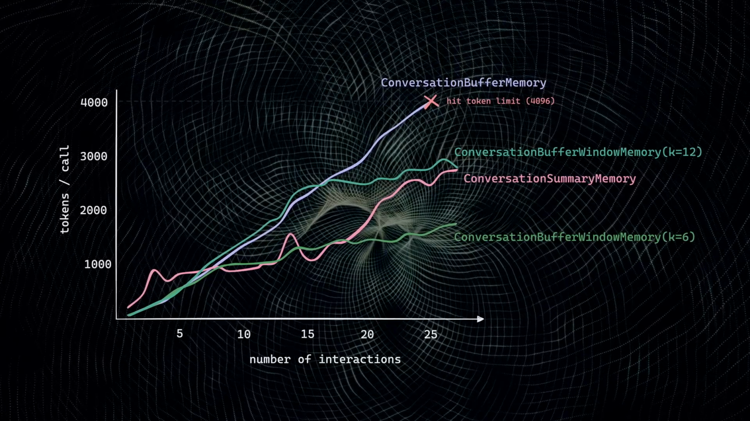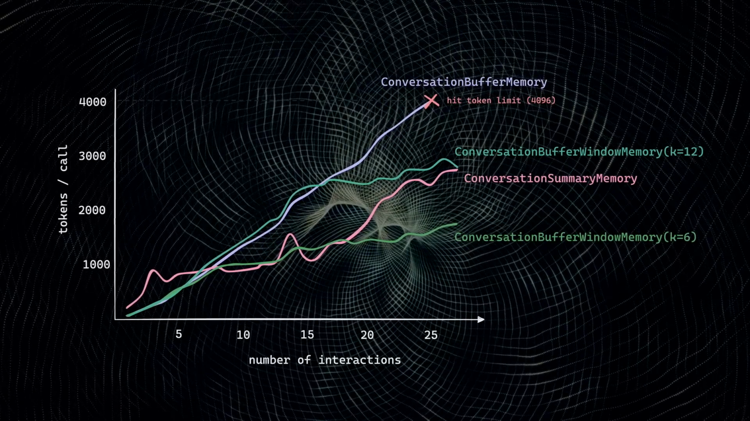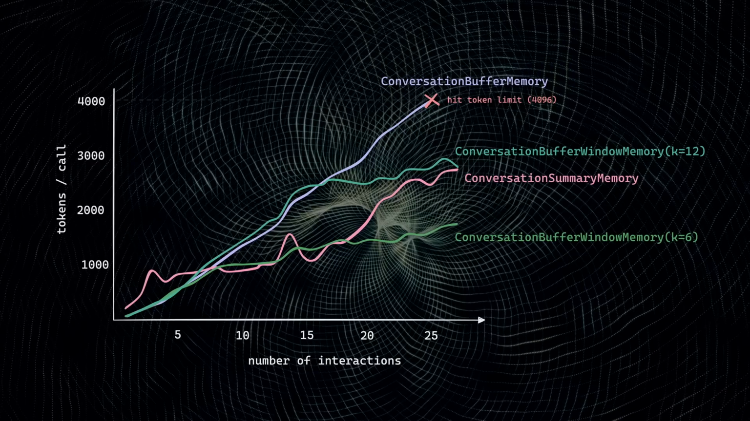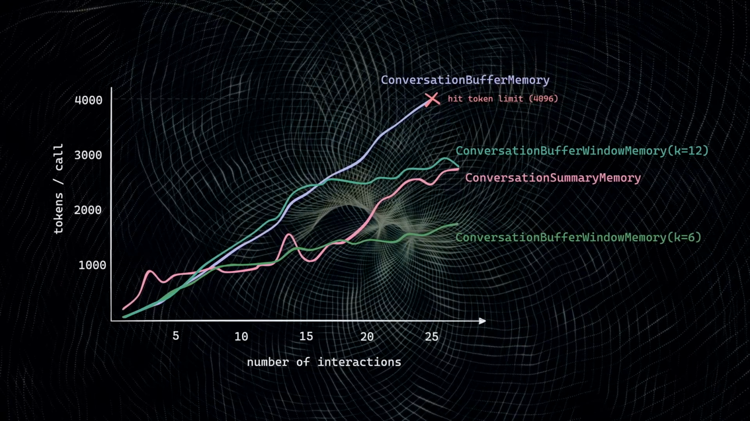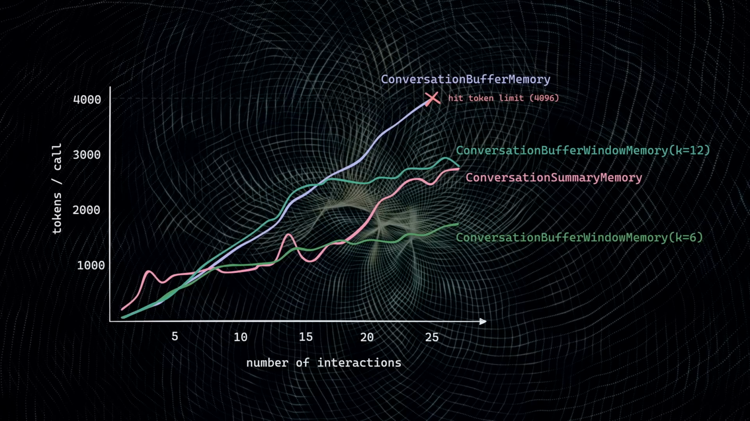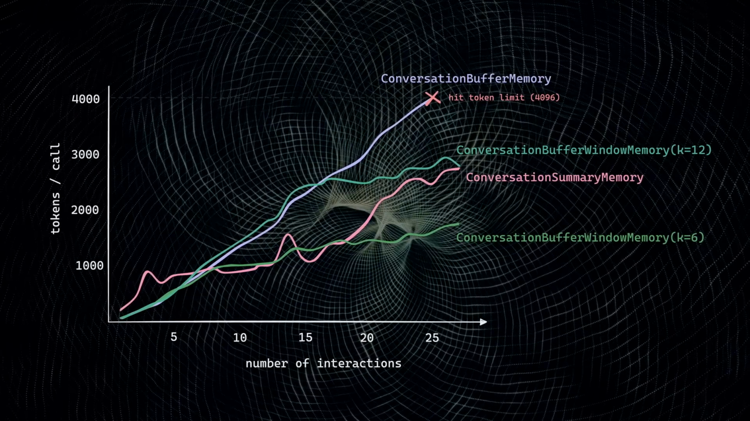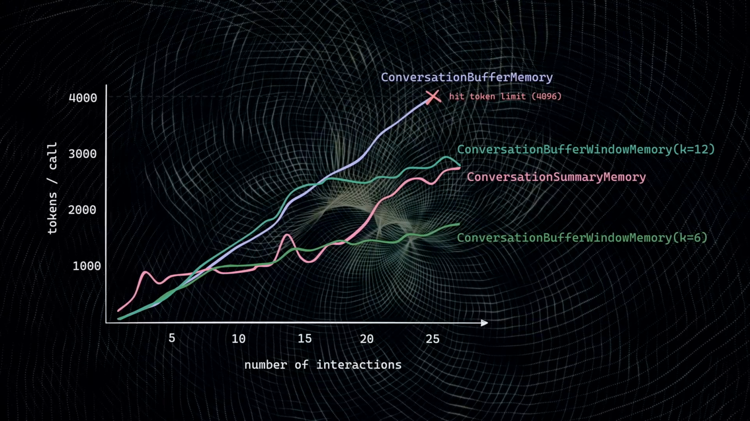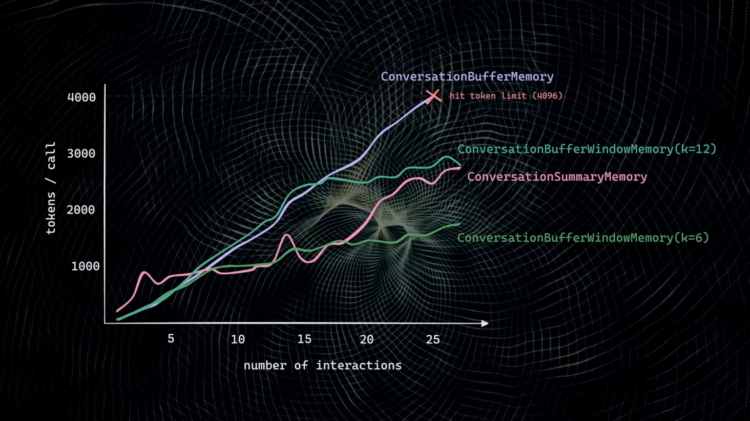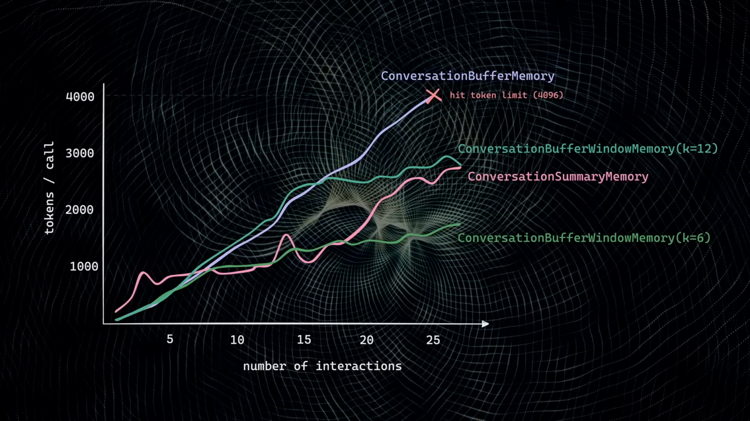So remembering the previous 12 interactions, and also k equals 6. And you can see the token count for these is kind of on par with the conversational buffer memory up until you get to the number of interactions that you're saving, and then it flattens out a little bit, because you're just saving the previous 12 or 6 interactions in this case.